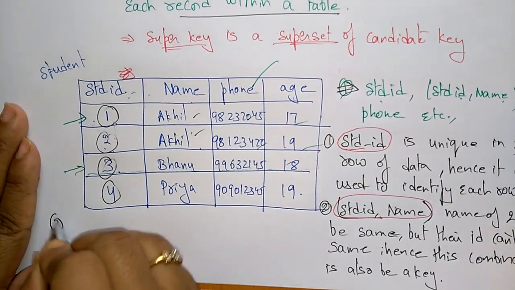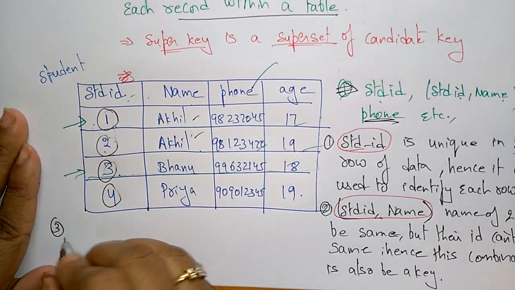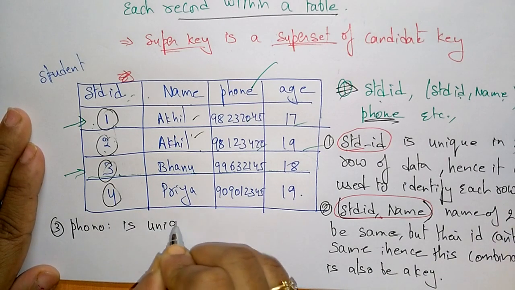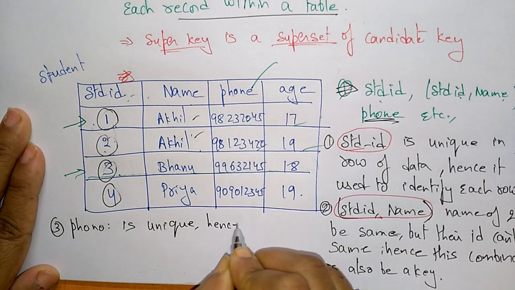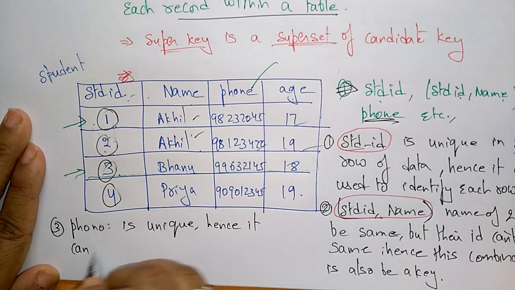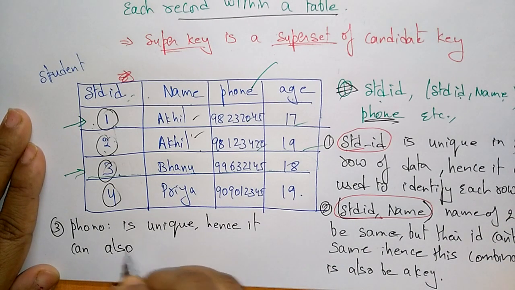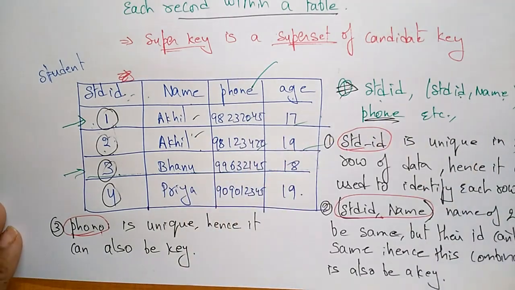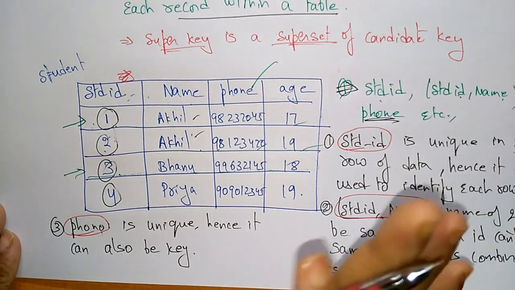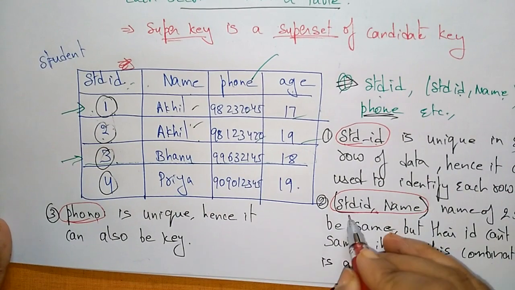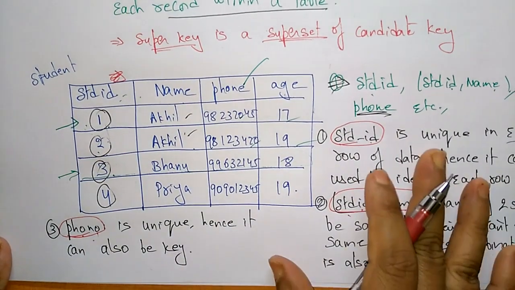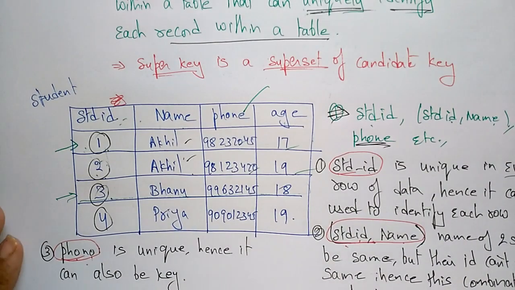And similarly, third, that is the phone number. Phone number is unique. Hence, it can also be a key. Phone number is also a key. So totally in this table you have three super keys. Either student ID, or you can fetch the record with the help of student ID and name, or you can fetch the record by using the phone number. So this is about the concept of the super keys.